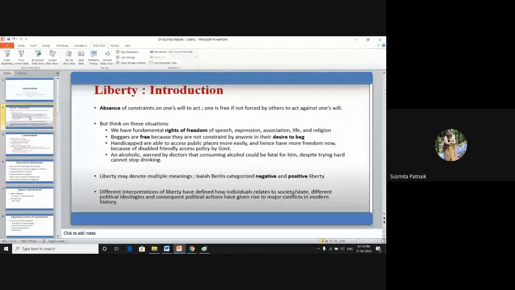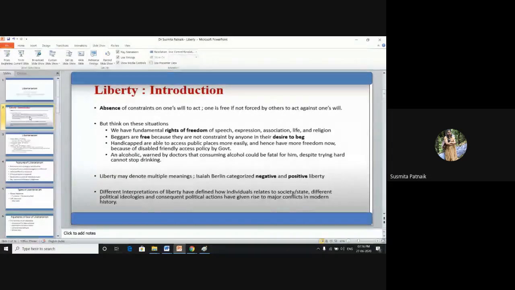Okay, so this is the right to life. You have the right to association, to form associations. You have the right to express whatever you think, but it should not be in a negative way, it should be in a positive way. You have the right to speech. In political science, if I go and say Narendra Modi murdabad, is that a right?